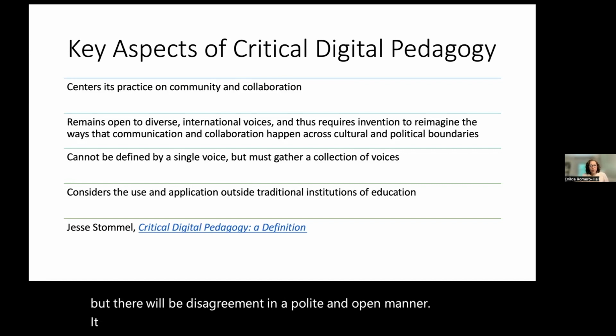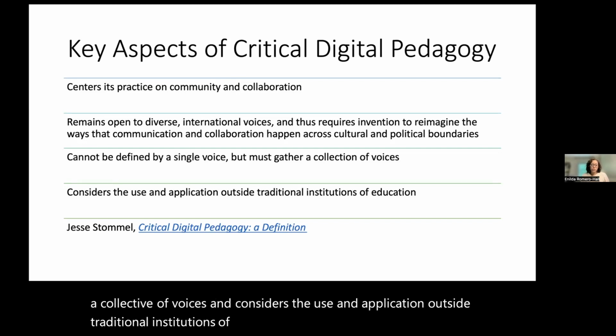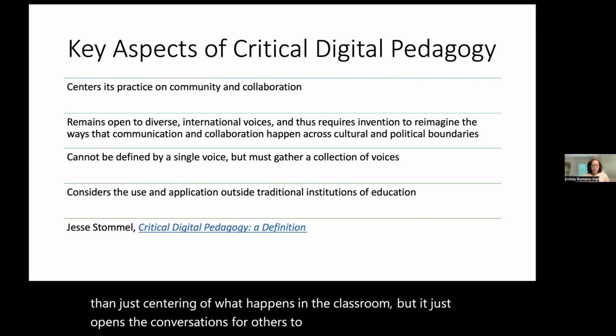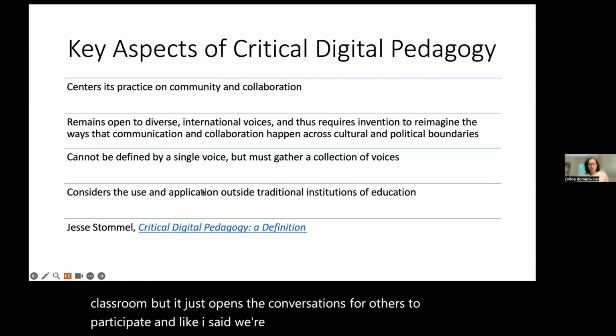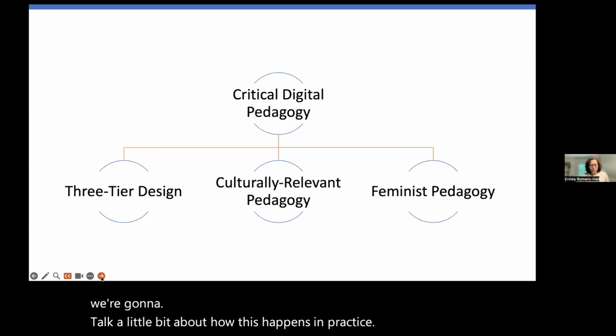It also focuses on moving away from one single voice to gathering a collective of voices, and considers the use and application outside traditional institutions of education. So it's a little bit more open than just centering what happens in the classroom, but it opens the conversations for others to participate. And like I said, we're going to talk a little bit about how this happens in practice today.